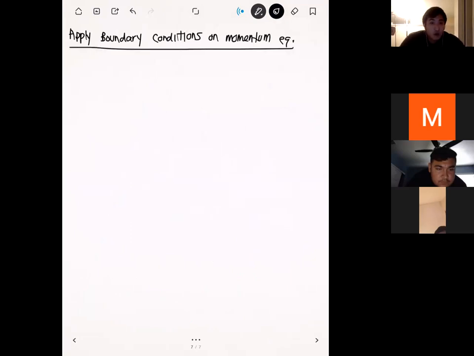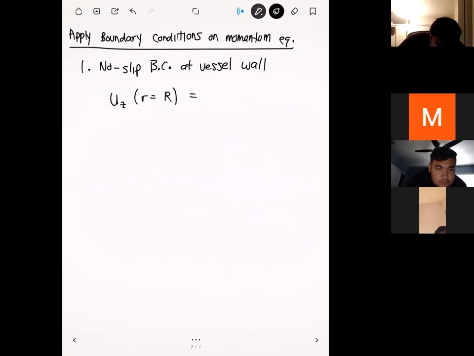All right, and so let's start with the no slip boundary condition at the vessel wall. The no slip boundary condition basically says that the axial velocity, or uz, has to be zero at the vessel wall. So that's fairly straightforward, and that's something that we've done before. Okay? And so that's the axial velocity.